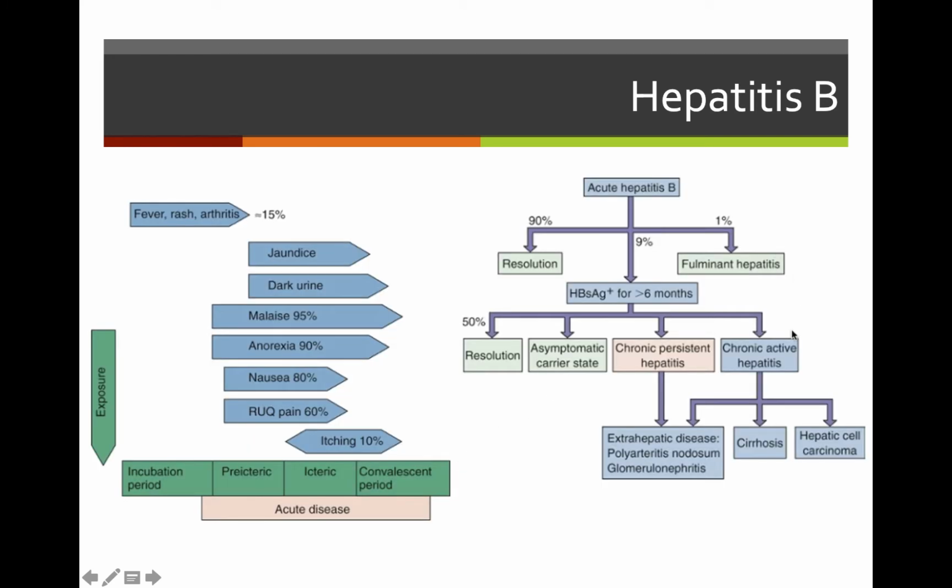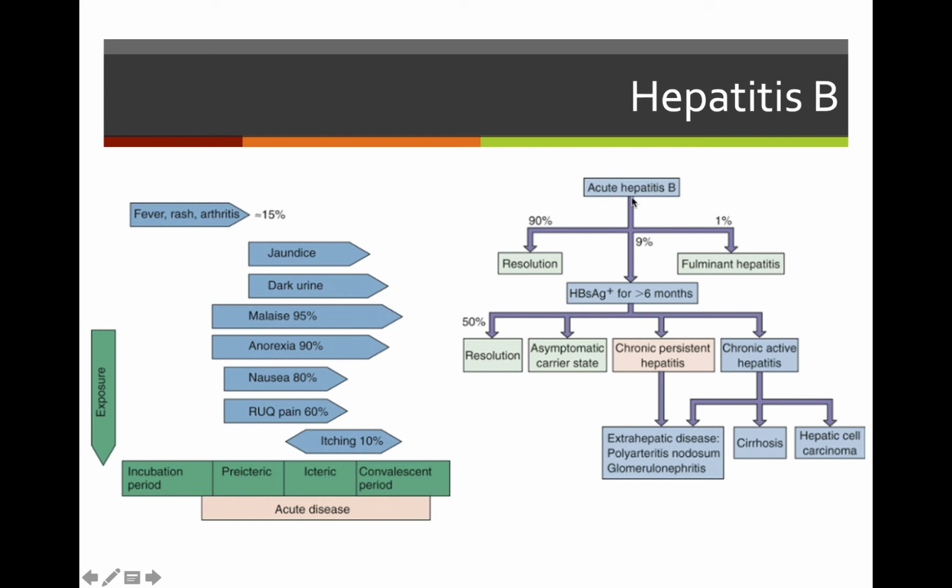Here are our major symptoms: jaundice, dark urine, tiredness, loss of appetite, nausea, pain, itching. Some patients will develop a fever, rash, and arthritis, but not a huge amount of patients. And RUQ pain, which means right upper quadrant, so it's kind of where the liver is, so abdominal pain.